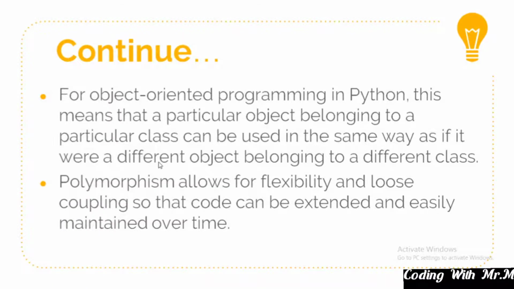Now, for object-oriented programming in Python, this means that a particular object belonging to a particular class can be used in the same way as if it were a different object belonging to a different class. Polymorphism allows for flexibility and loose coupling so that code can be extended and easily maintained over time.